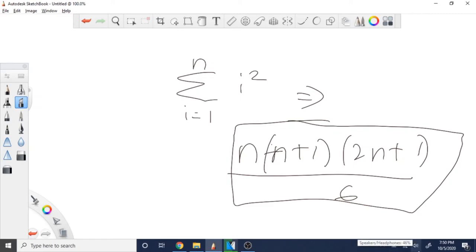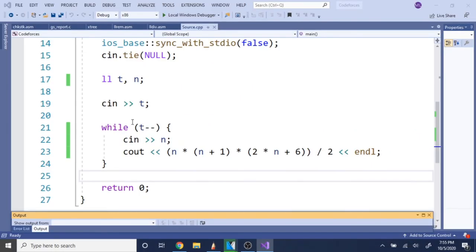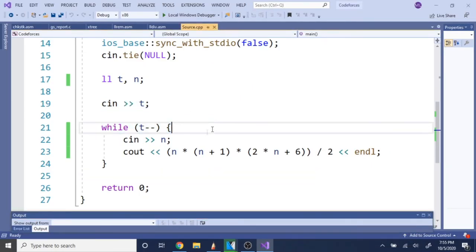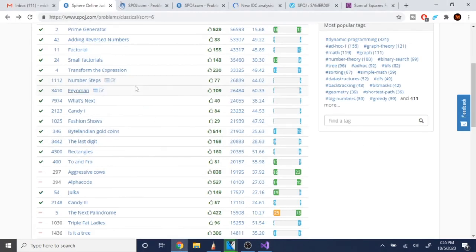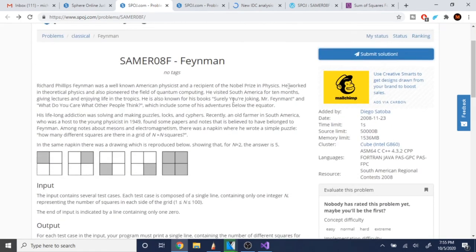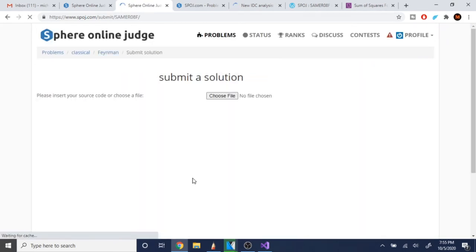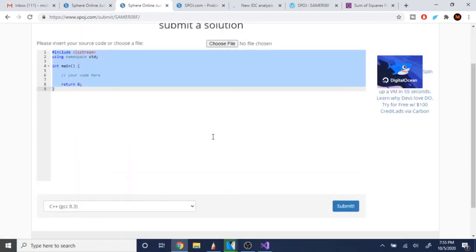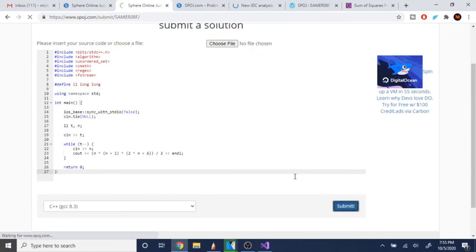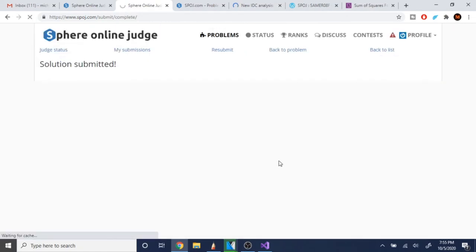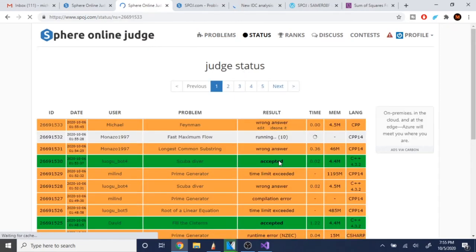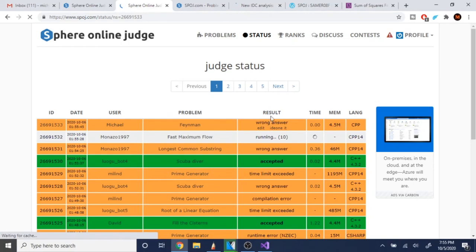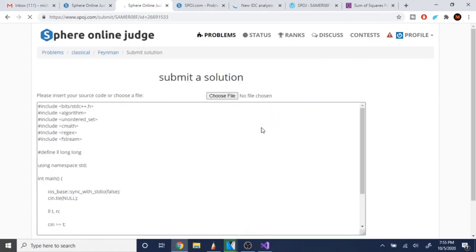So yeah, let's just type up the code and then submit it. So the code is basically read in a number of test cases, t, while t minus minus, you're going to read every single test case, n, and then just print out n times n plus 1 times 2n plus 6 over 2. And now let's just submit this, because I don't know if this actually does work. Hope it does. Let's see what this does. I got wrong answer. What was the problem?